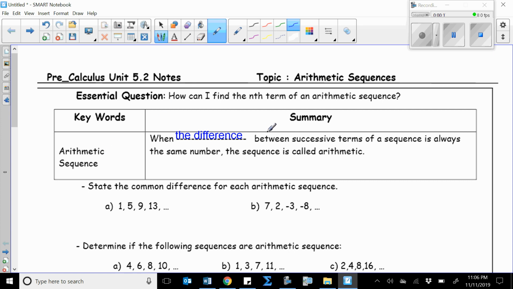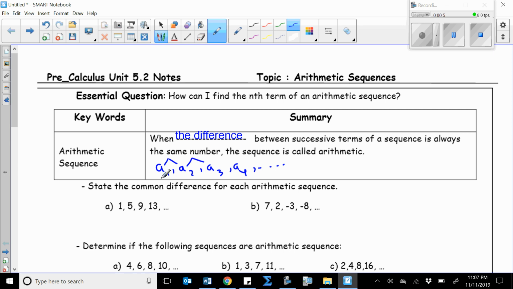When the difference between successive terms of a sequence is always the same number, the sequence is called arithmetic. What is successive terms? Let's say I have a sequence as A1, A2, A3, A4, and so on. So two successive terms are two terms that one comes after the other one. For example, A1 and A2. These are successive terms because A2 comes after A1.